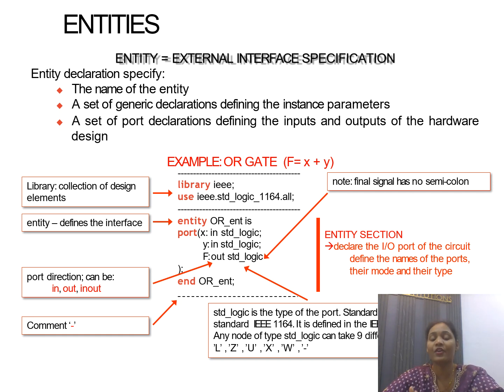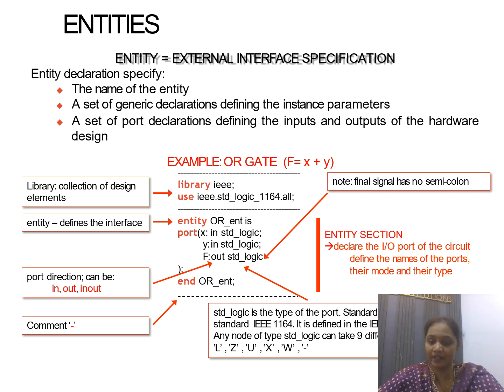For example, if we have to design the OR gate, as we know the OR gate consists of two input ports and one output port. Suppose we have two input ports for the OR gate, that is X and Y, and one output port, that is F. We will write a program for this OR gate. We always start with the library. As we know, the library is IEEE and the package is std_logic_1164.all. So I write library IEEE, use IEEE.std_logic_1164.all. Then we have to define the entity.